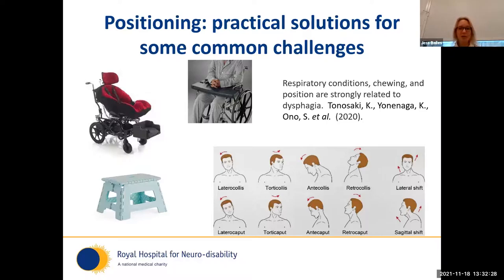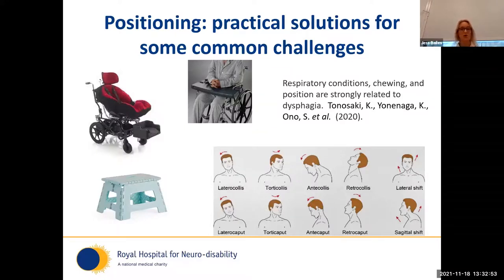Also, head positioning can be a real difficulty. What we really need to think about, though, is what is realistic for that patient for the length of time that they're going to be eating and drinking. If they can only maintain that midline central 90 degree angle for a minute, but we're expecting them to do a whole meal, then we would do the assessment in the position they can maintain.